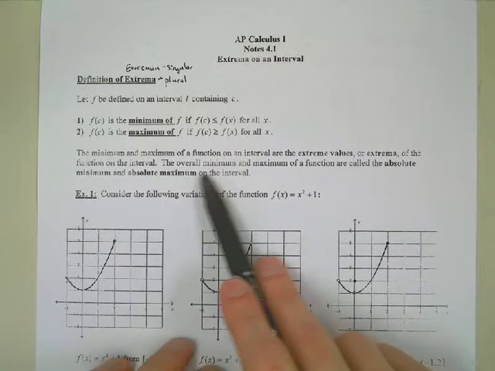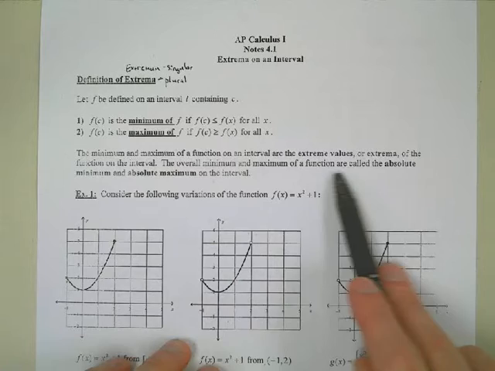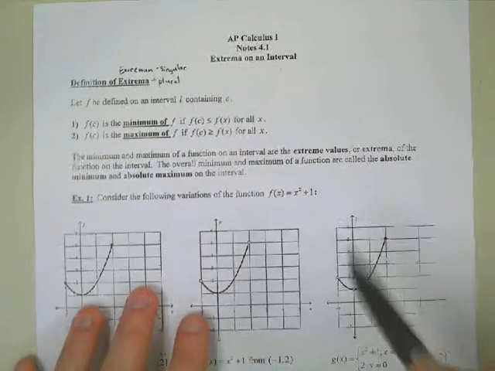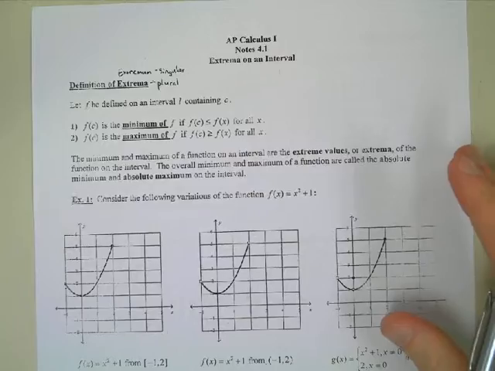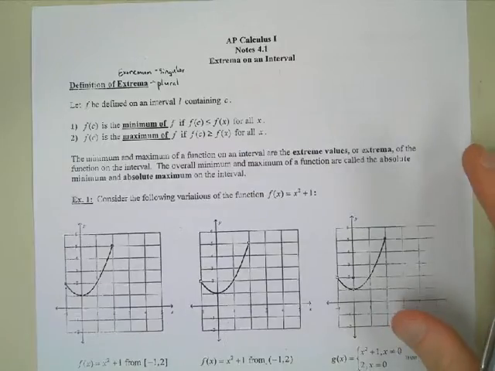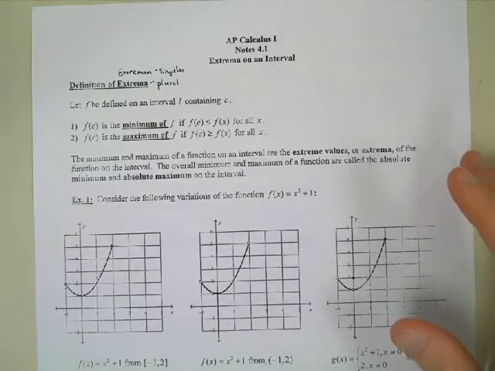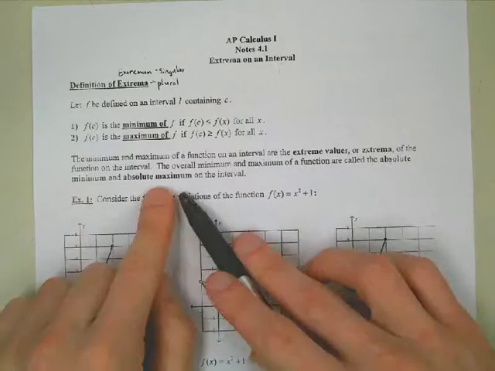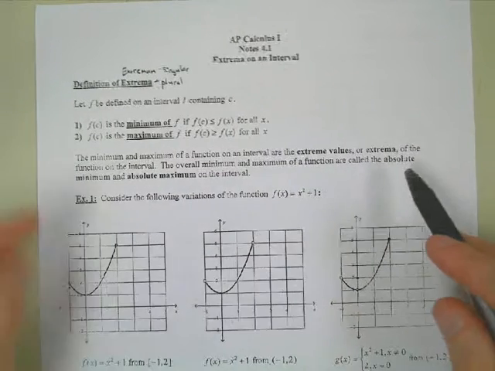The overall minimum and maximum of a function are called the absolute minimum and absolute maximum. So there are going to be other minimums and maximums that aren't the highest point, but they're like the highest point for a neighborhood of points. But the absolutely highest point is called the absolute maximum, and the absolutely lowest point is called the absolute minimum.